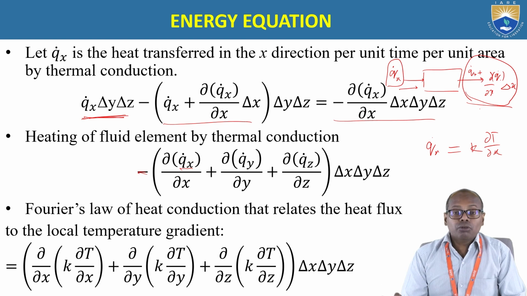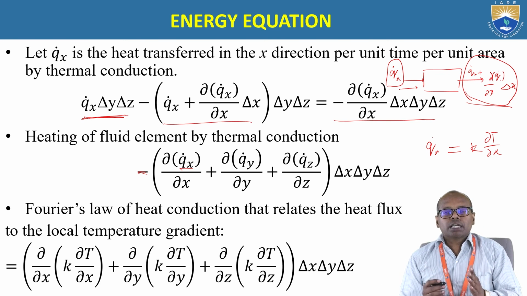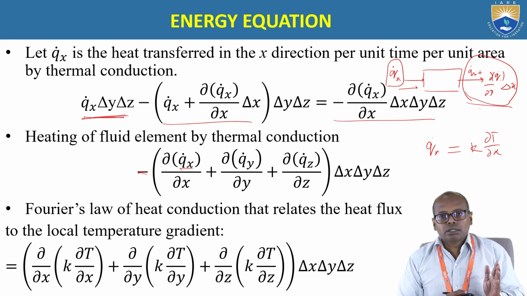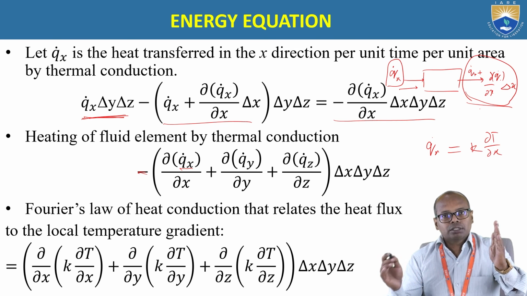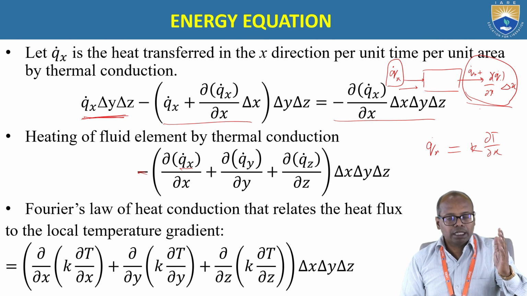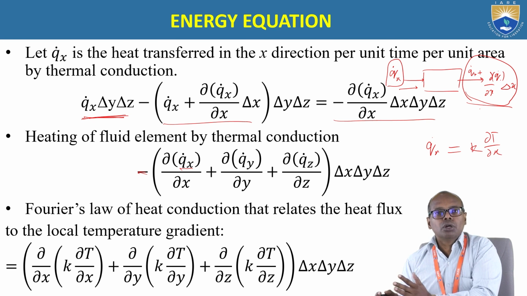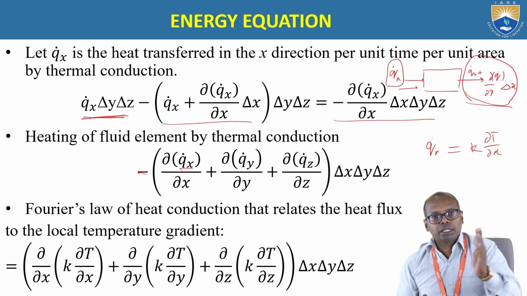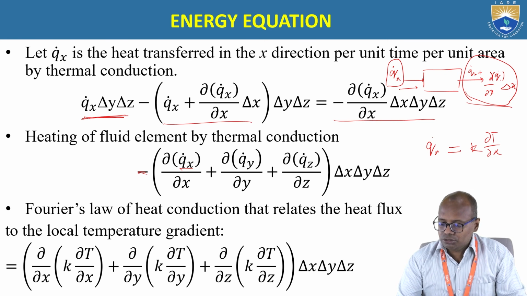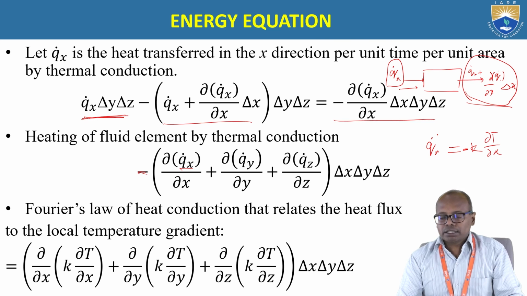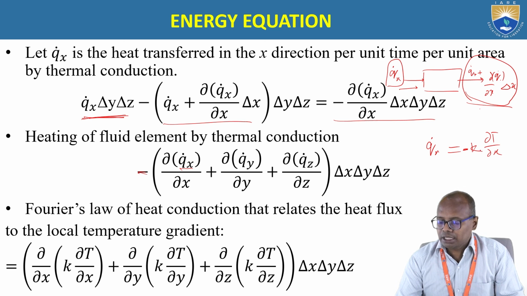Generally, heat transfer happens from higher temperature to lower temperature. So the temperature is decreasing in this direction and heat is transferring in this direction. That is why we will put a negative sign here. So the heat transfer due to conduction in the x direction is equal to minus K.